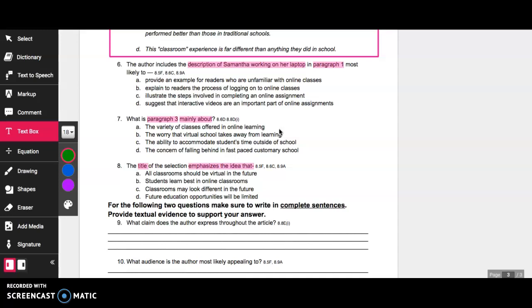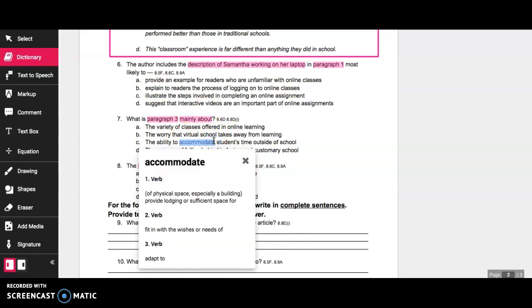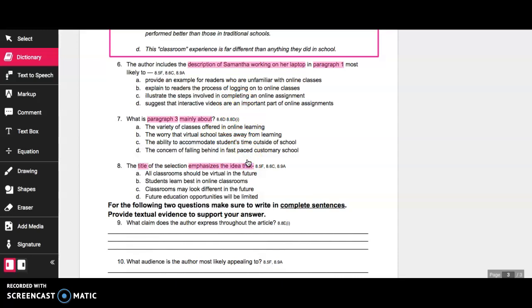C says the ability to accommodate students' time outside of school. If you look at the word accommodate, that's kind of a bigger word. So let's use this dictionary tool. Accommodate means to fit in with the wishes or provide space or lodging. Or the third definition says adapt to, which is what we would want to look at. So does online learning adapt to students' time outside of school? So think about that.